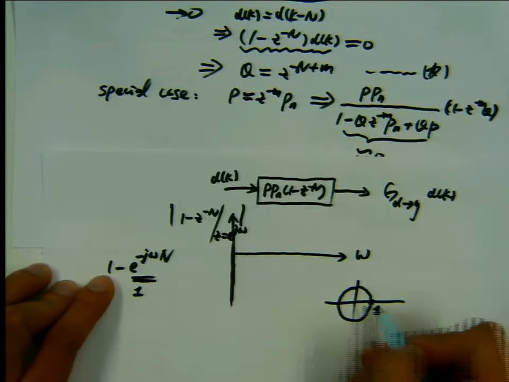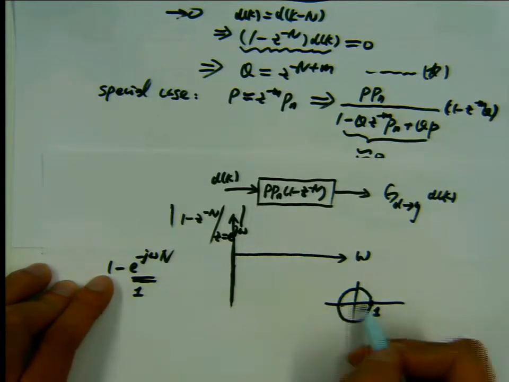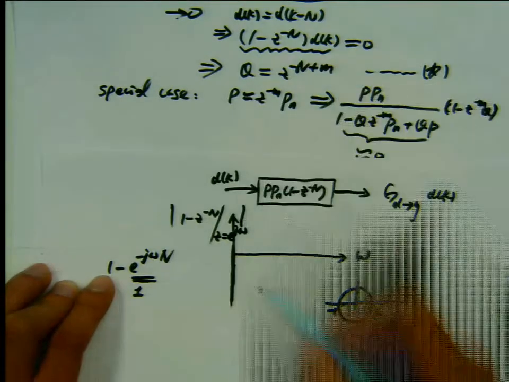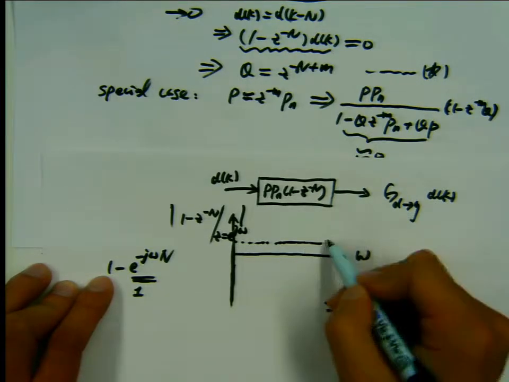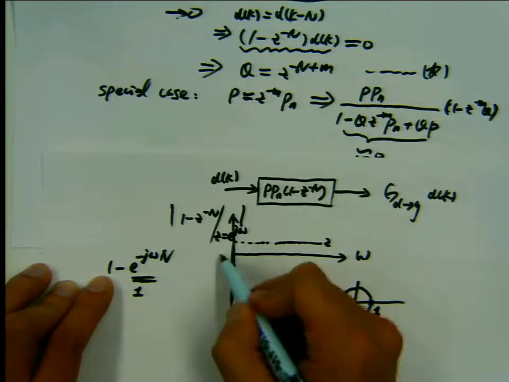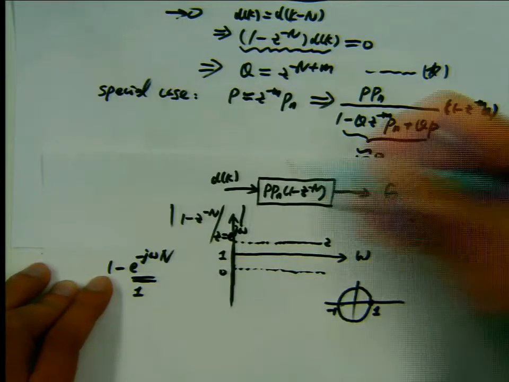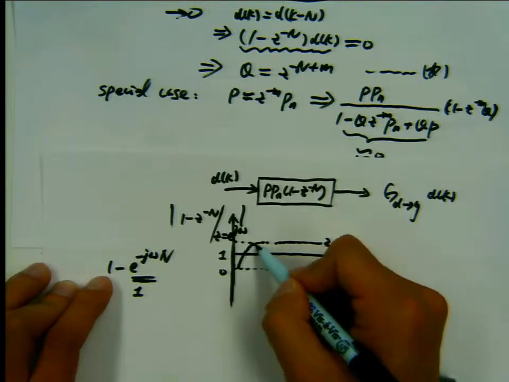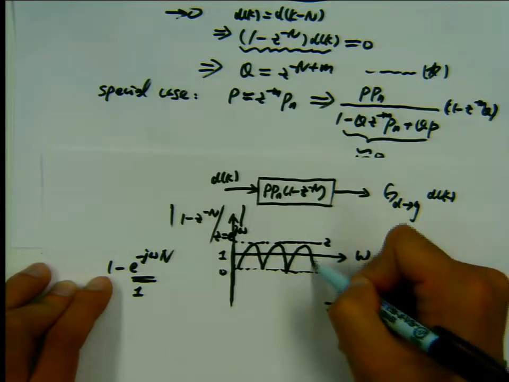Okay? So what's the magnitude? What's the maximum magnitude for this complex number? 2, right? It's this point minus this point. What is the minimum magnitude? It's 0. So it looks like the maximum is 2. If I draw this, this is 2, this is 1, this is 0 in a linear scale. At certain frequencies it's 1, it's 0, and at some other frequencies it's 2, and in between it's a continuous function.